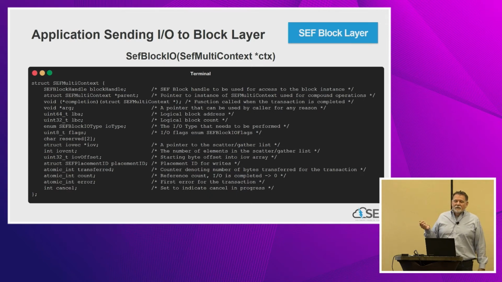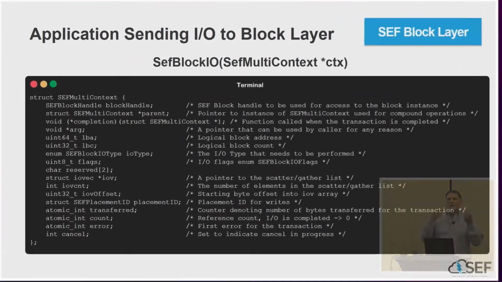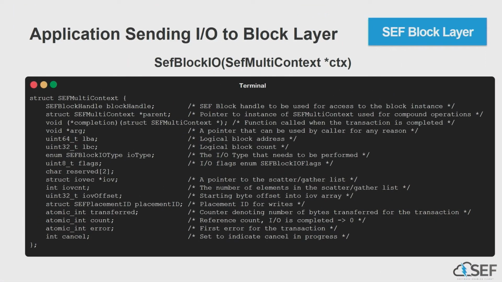There's a logical block address, a logical block count, all fairly typical stuff, some flags. A couple of things towards the bottom are of interest. There's an IOVEC pointer, which is the description of the memory that's associated with this command, the count of the number of items in the IOVEC array, and an offset that allows you to effectively do scatter-gather I/O from user applications to the device. I guess one last thing I'll call out here is the optional placement ID, if you were doing that automated separation of data by placement ID.